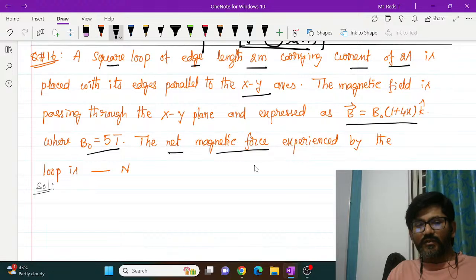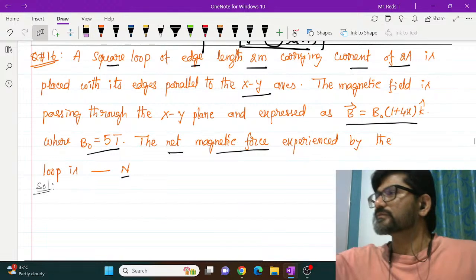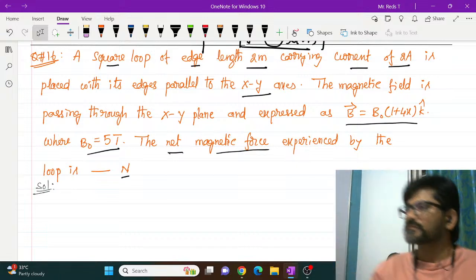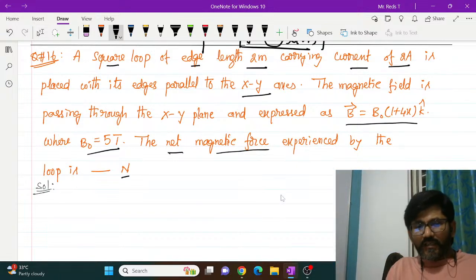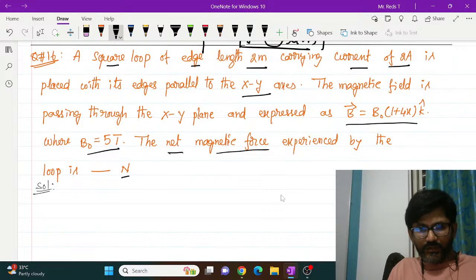The net magnetic force experienced by the loop is dash Newton. In Newtons you want. You have to observe everything carefully. So, just for understanding purposes, you can draw a small diagram. Of course, within the given time only, you have to just draw and do it.